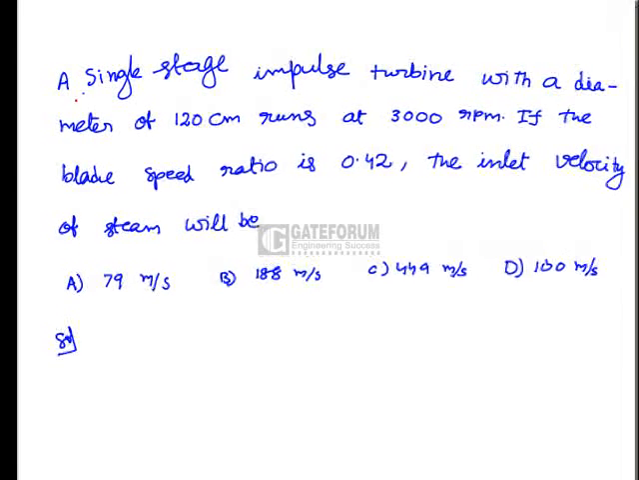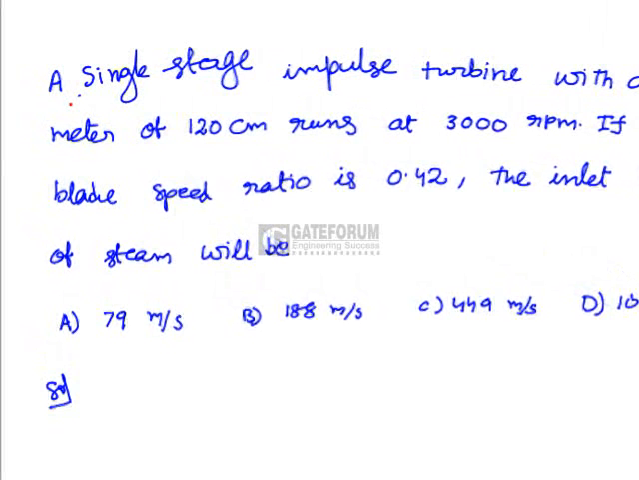A single stage impulse turbine with a diameter of 120 cm runs at 3000 rpm. If the blade speed ratio is 0.42, the inlet velocity of the steam will be. Here the blade speed ratio is nothing but the ratio of the linear velocity of the blade to the inlet velocity of the steam at the blade entrance. The linear velocity of the blade comes from the equation pi D N by 60, where D is the diameter of the turbine and N is the speed of the turbine, that is rpm of the turbine.